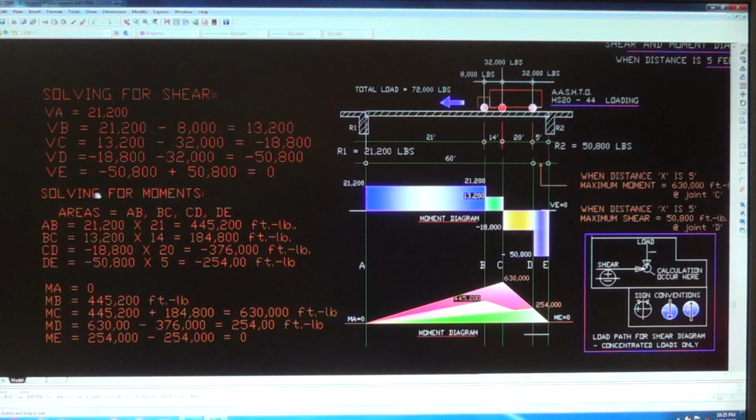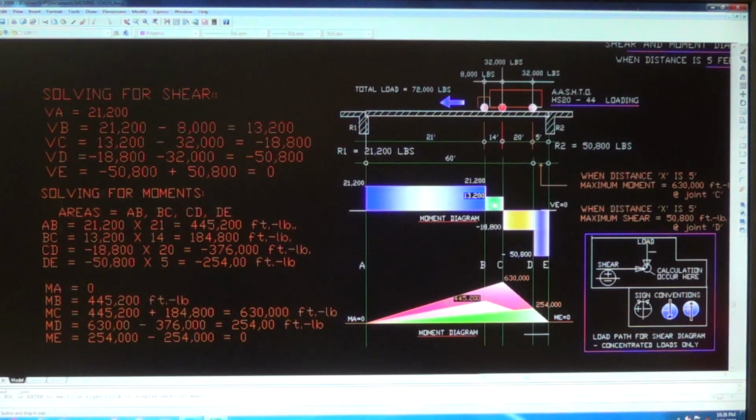Now solve for moments. Solving for moments, we need the areas of all these figures. This is AB, a rectangle, and then BC, CD, and DE. I use different colors so you can see properly. The area of AB is the height, 21,000, times the span, 21, which is 445,200 foot-pounds. That's area AB.